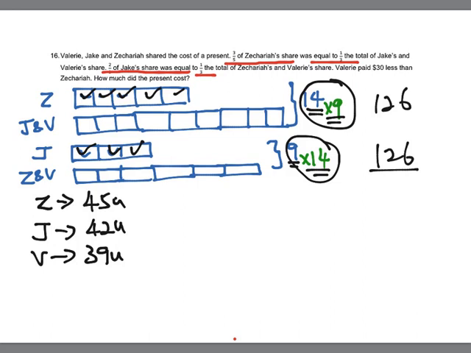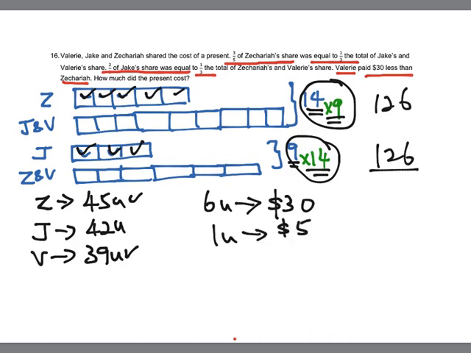It says Valerie paid $30 less than Zechariah. So I'm comparing between Valerie and Zechariah. Now let's take a look at Valerie and Zechariah. This is Zechariah, this is Valerie. The difference is 6 units, right? 45 minus 39 is 6 units. It's actually the difference given, which is $30, right? So 1 unit is then $5.